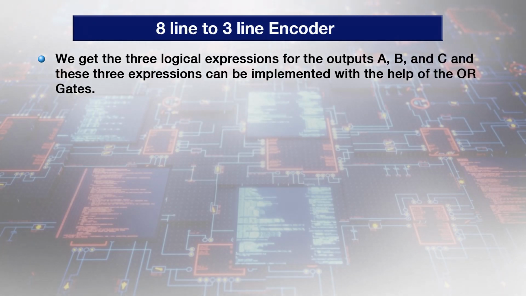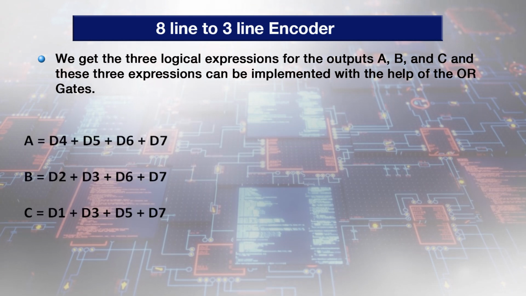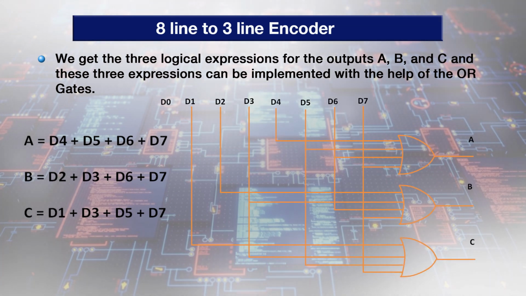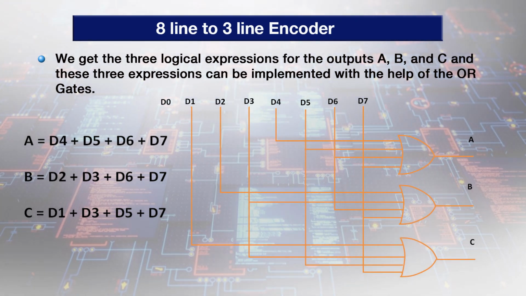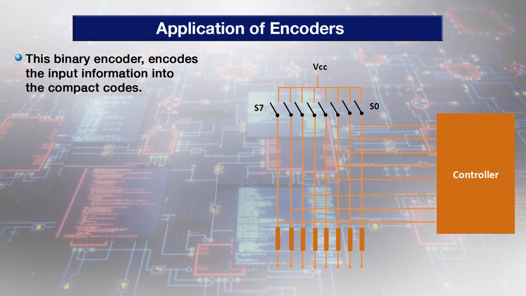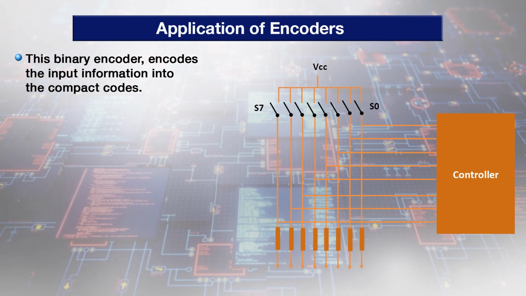In this way, you get the 3 logical expressions for the outputs A, B and C, and these 3 expressions can be implemented with the help of OR gates. So, this is the logical circuit of this 8-line to 3-line encoder. As you can see, this binary encoder encodes the input information into a compact code.